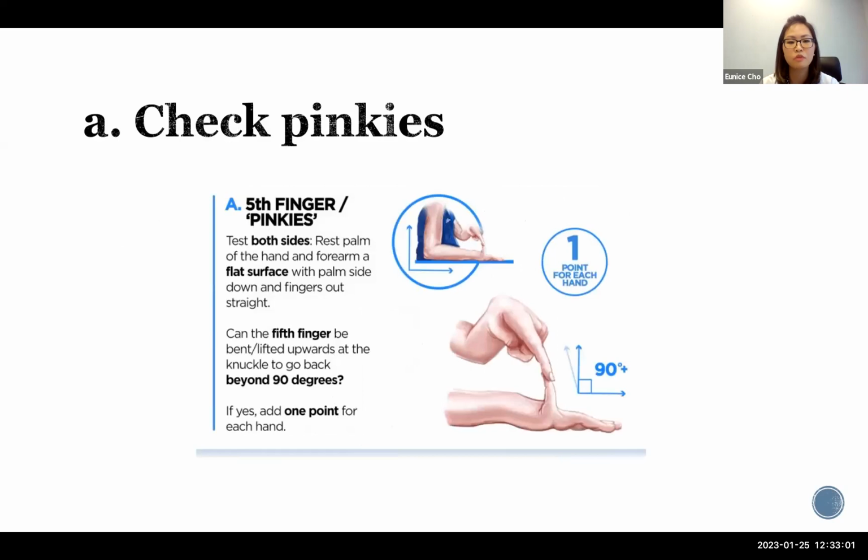So the first one, you check their pinky. You have them put their arms on the table, and then you bring the pinky up towards the patient. And if it goes beyond 90 degrees, then you give a point on each hand. So you check for both the right and the left, and you give a point.